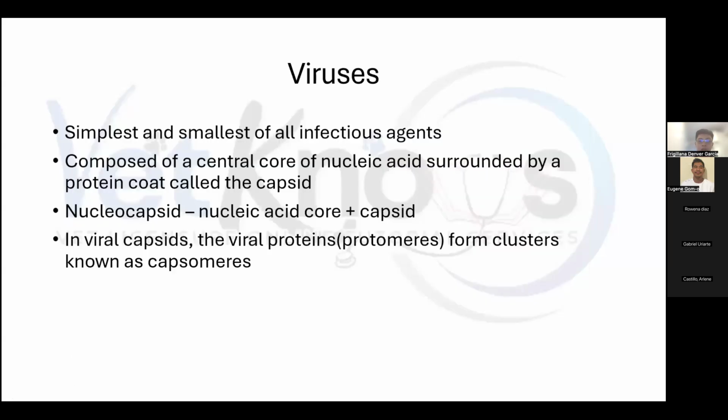Next, we have the viruses. So, ilan na natapos natin? 1, 2, 3, 4. I think this is the last one na for the divisions of our microorganisms. So, this is the simplest and smallest of all infectious agents. And other sources, they don't consider viruses essentially as living organisms kasi wala silang sariling metabolic processes. And central core lang siya ng nucleic acid surrounded by a protein coat.